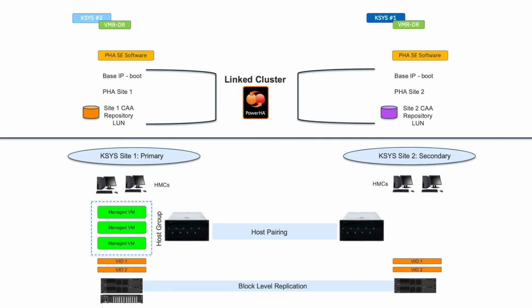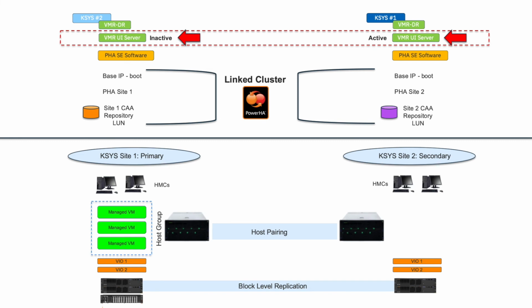And ideally, if you look at the bottom half, that's business as usual. I've got the two KSYS sites, I've got the host pairing, and then the block level replication taking place. And on the top side, I've got the PowerHA linked cluster that's effectively maintaining who the group leader is. In addition, if you install the UI server code, feel free to install it on both, but make sure that it's actively running, like I'm showing on the top right, on the node that happens to be the group leader, and that those services are not active on the other KSYS controller, so that you always have it follow wherever the resource group is.